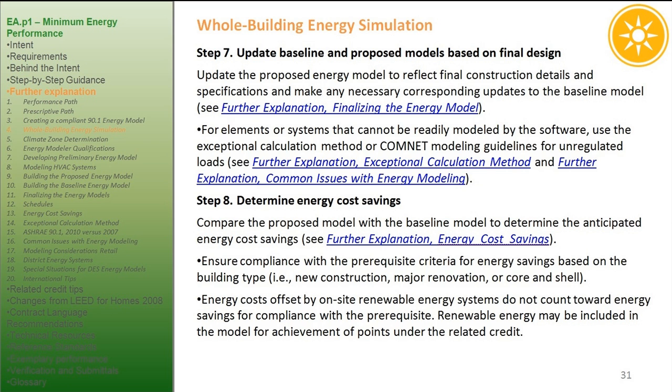Step 8. Determine energy cost savings. Compare the proposed model with the baseline model to determine the anticipated energy cost savings. See further explanation, energy cost savings. Ensure compliance with the prerequisite criteria for energy savings based on the building type, that is, new construction, major renovation, or core and shell. Energy costs offset by on-site renewable energy systems do not count toward energy savings for compliance with the prerequisite. Renewable energy may be included in the model for achievement of points under the related credit.